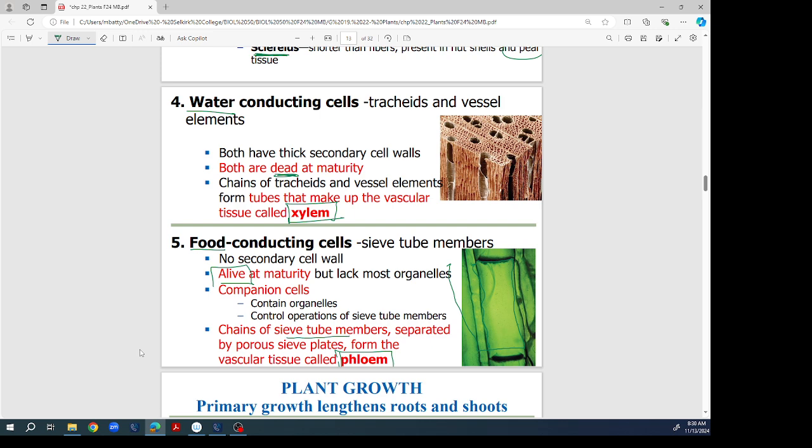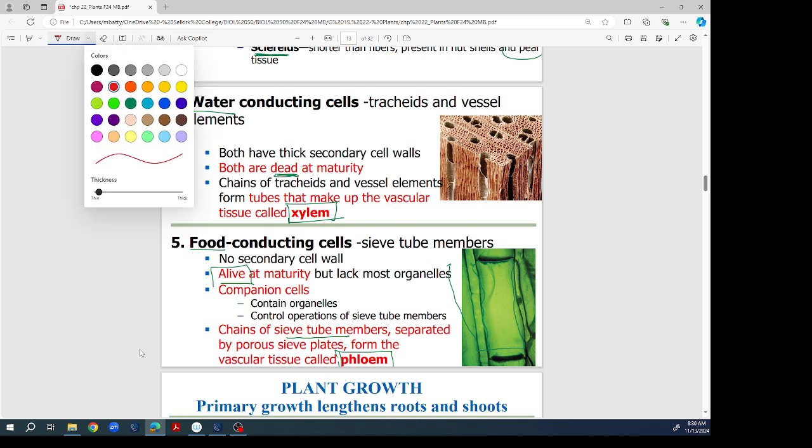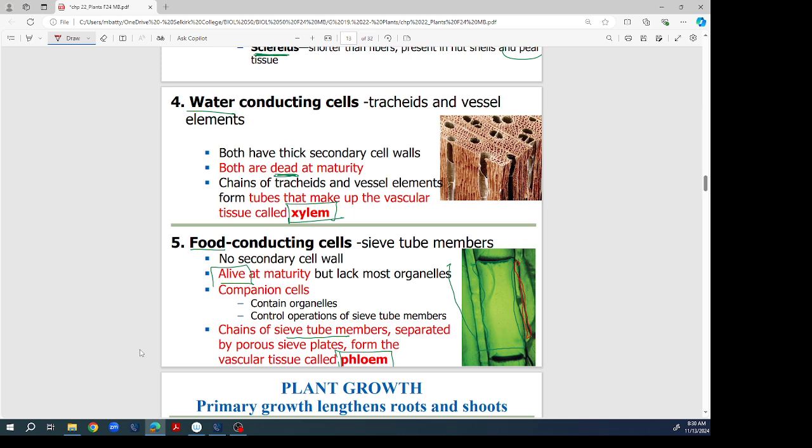So the sieve tube members are the sieve cells, and then beside it we have a companion cell. So this companion cell is over here. And that companion cell is what contains all the organelles and is basically support for those other cells. So they work in conjunction. The other thing with these sieve tube members is that they literally have holes like a colander or a sieve that connect one to the other. And so this is what allows those food molecules to pass through and be transported through the plant.